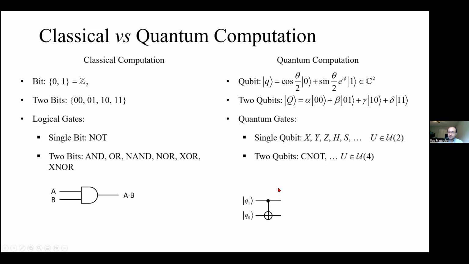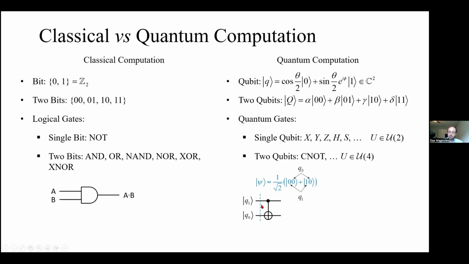And this is the circuit representation of the CNOT gate. So in this particular example, the top qubit is the control and the bottom qubit is the target. If the top qubit is in the 0 state, nothing will happen at the bottom qubit. If the top qubit is in the 1 state, then an X gate will be applied at the bottom qubit.